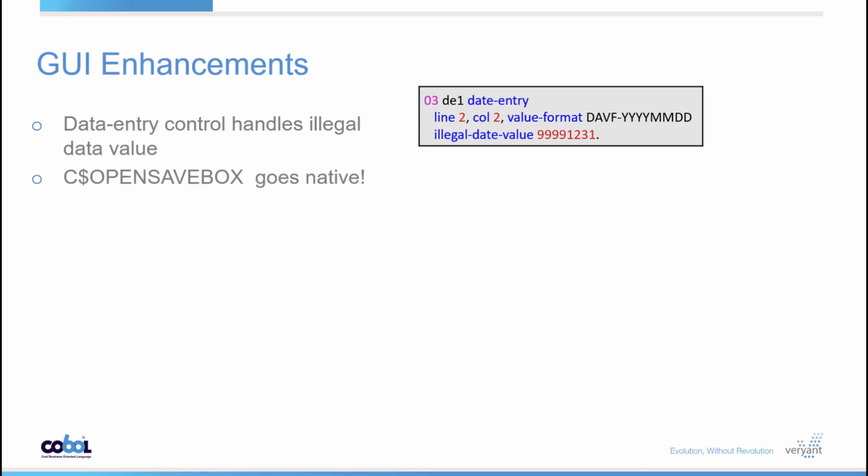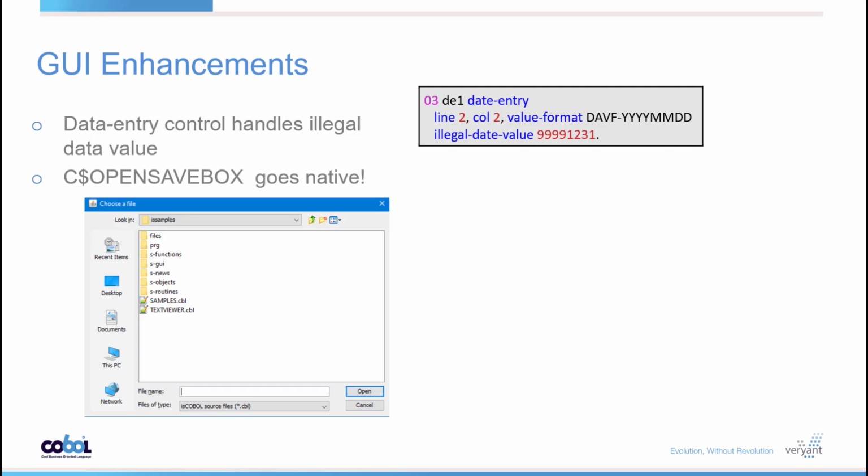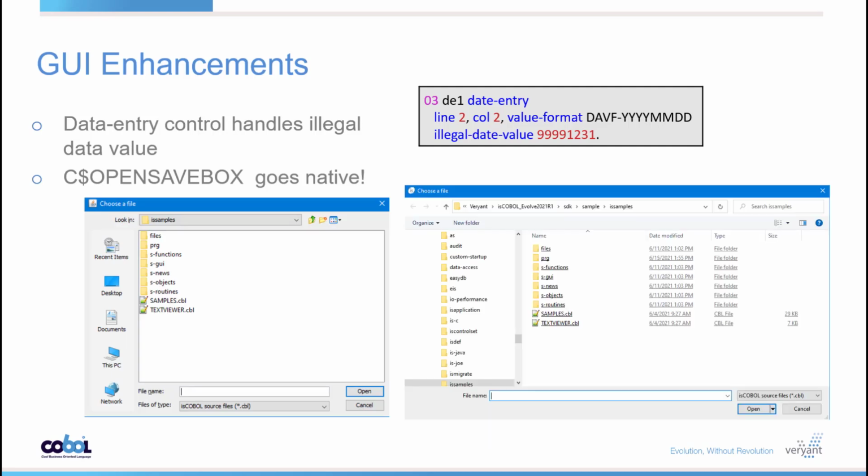You can now specify a default date to return when an illegal date is entered in a date entry control. Here's a code example of that. And the $Open Save box now uses the native dialog when it's run on Windows. Now this hasn't changed anywhere else, and that includes Linux, Mac, or whenever used in Web Client. But when you use it in Windows, here's an example of the previous $C OpenSave box, and here's what it looks like now.